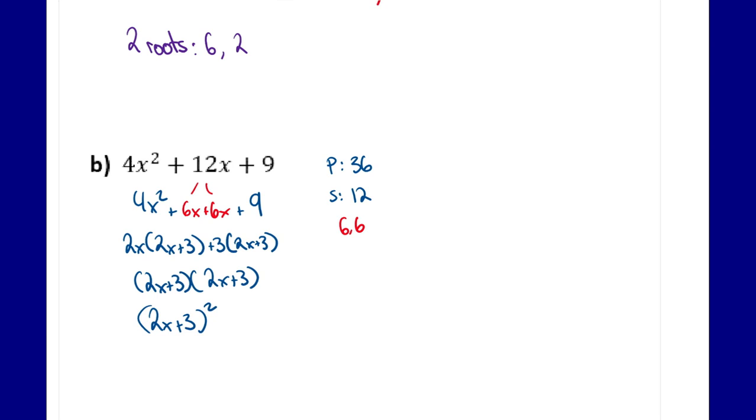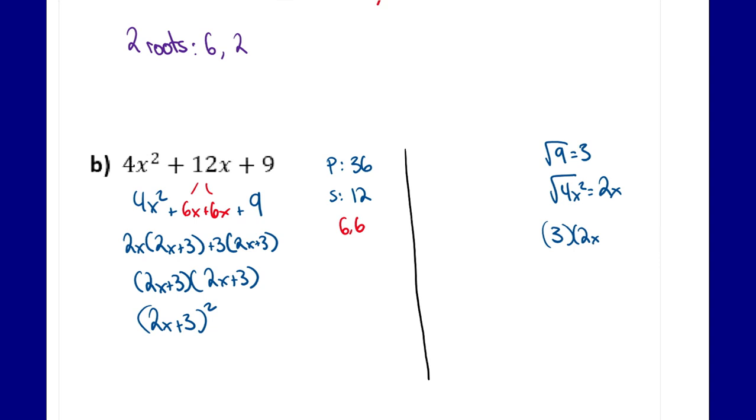Now, again, you could have recognized that it was a perfect square trinomial in the first place and gone through and said, okay, well, let me check. The square root of 9 is 3. The square root of 4x squared is 2x. And if I do the test of the middle number, 3 times 2x times 2 does equal 12x.